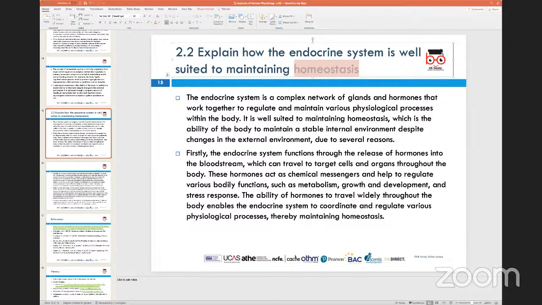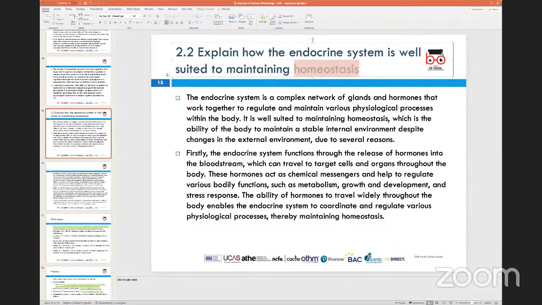Because they release these hormones into the blood, they will create specific action, whether a positive or a negative reaction, in order to restore the equilibrium. The functioning of the internal environment of the body would be possible only through the use of the endocrine system.